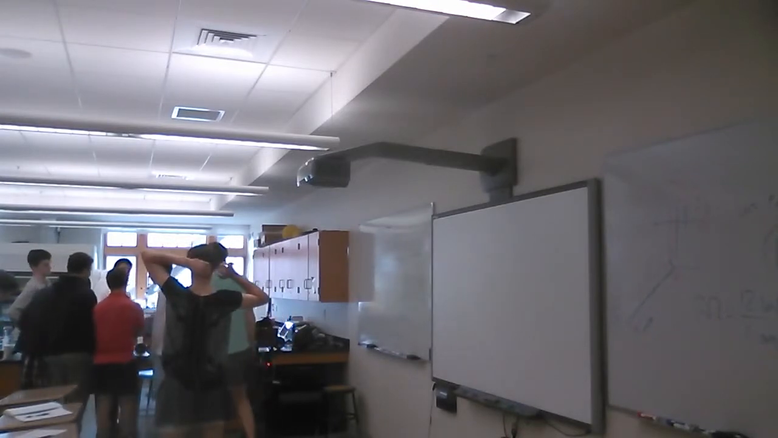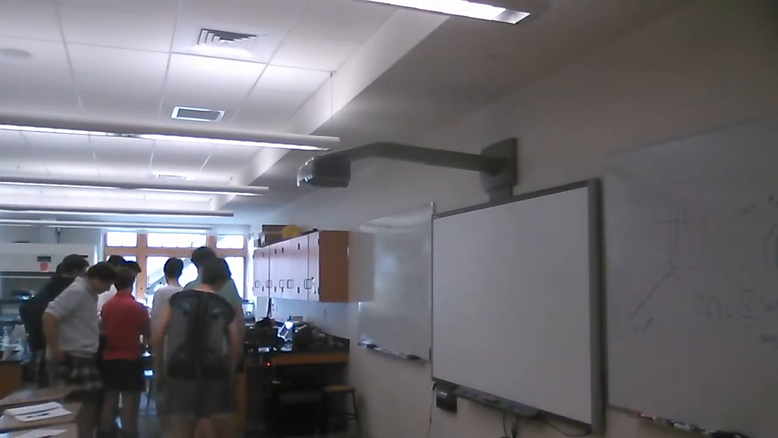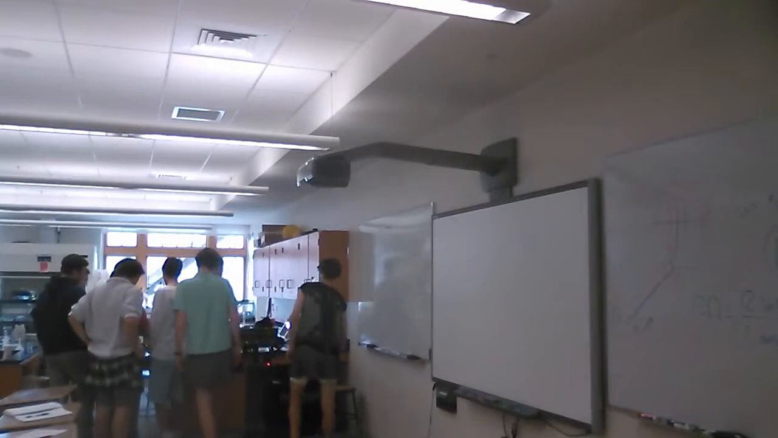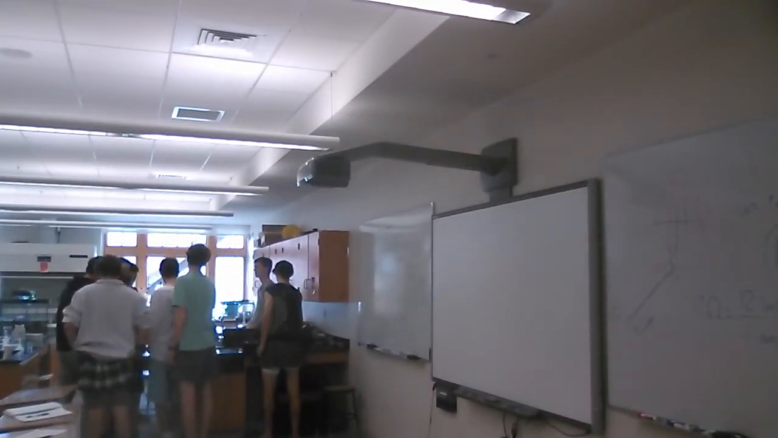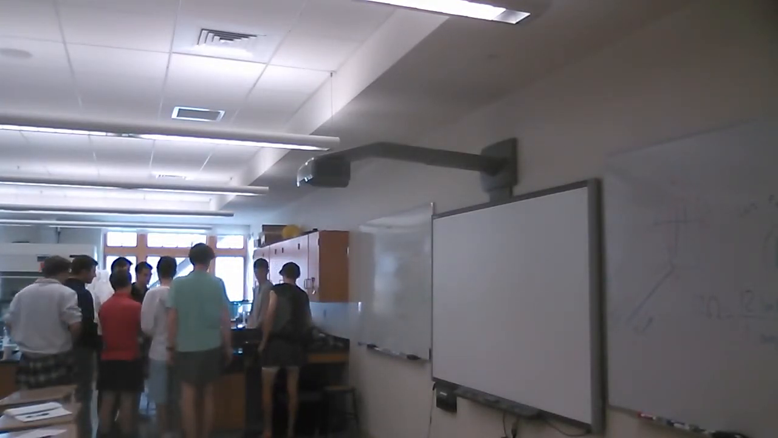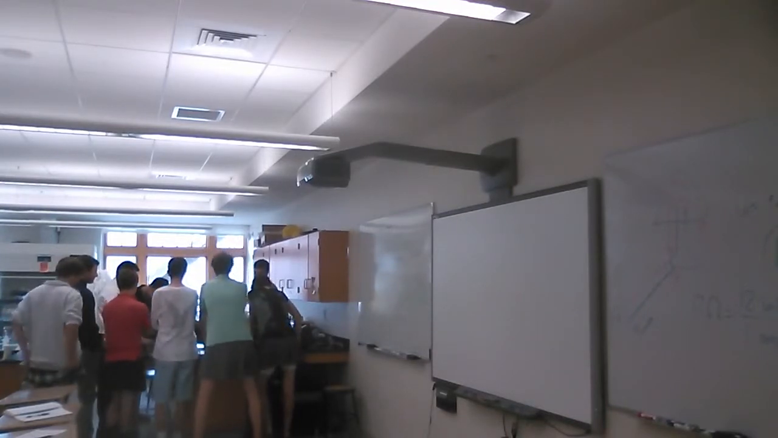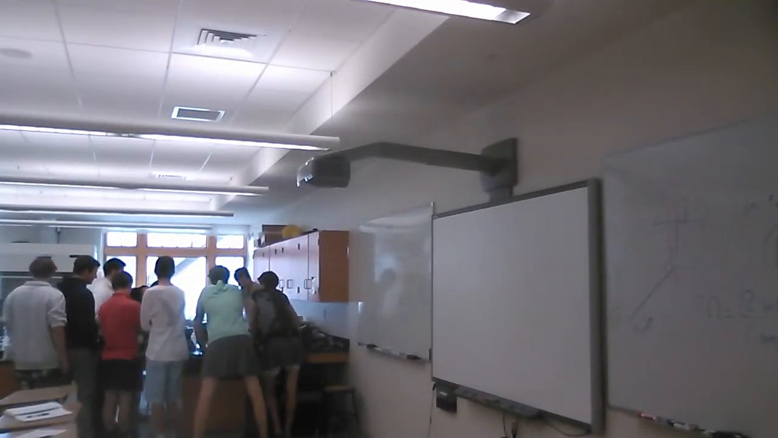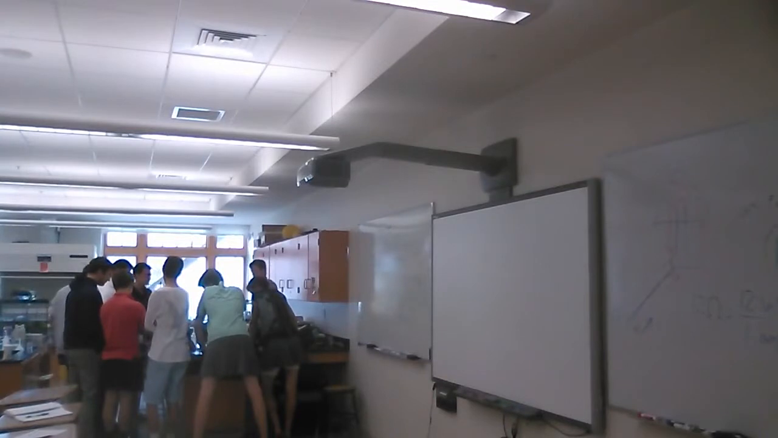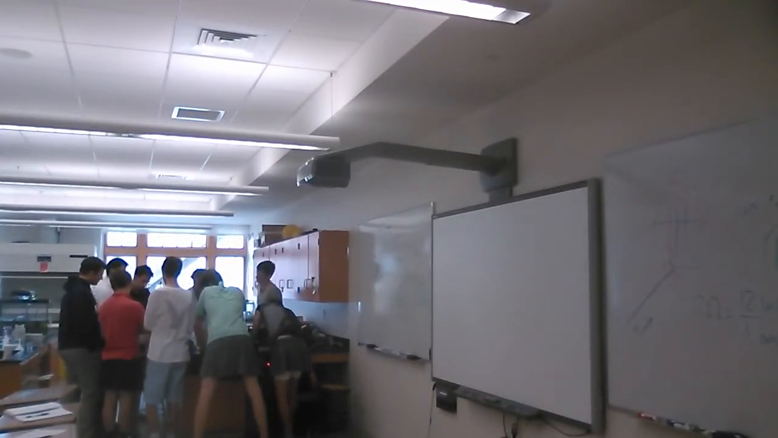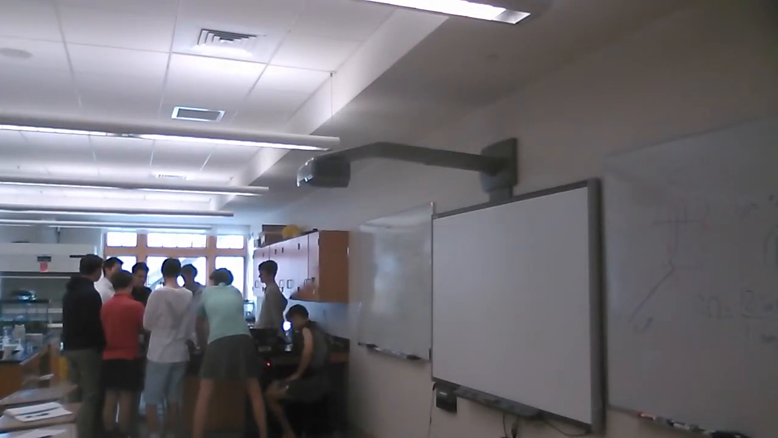Hold on. So, I have this here. This is a multimeter. I'm going to show you, I have it currently on one setting. The multimeter has different settings. The current one is basically to say if it is a continuous circuit.